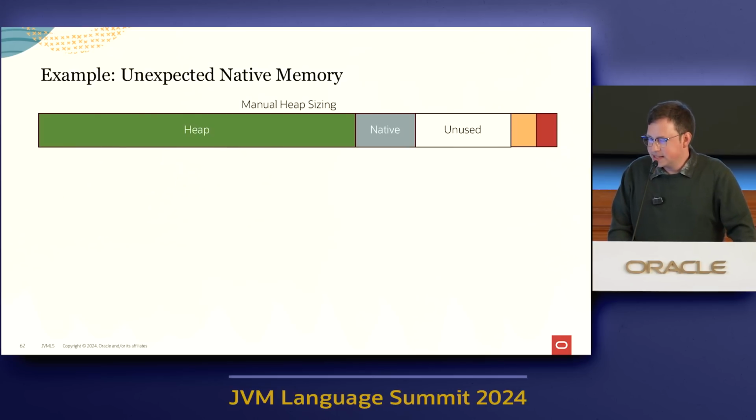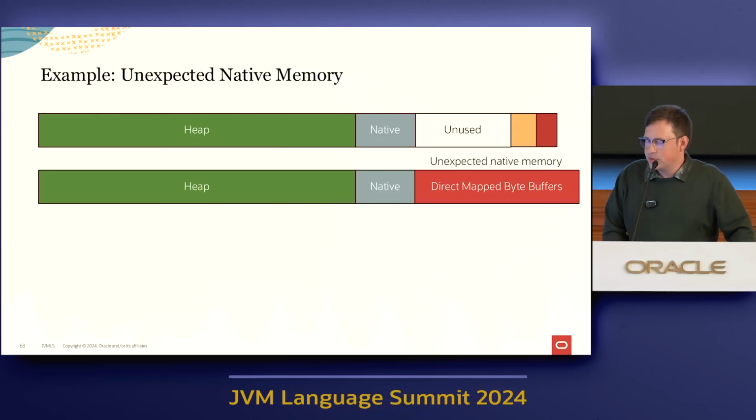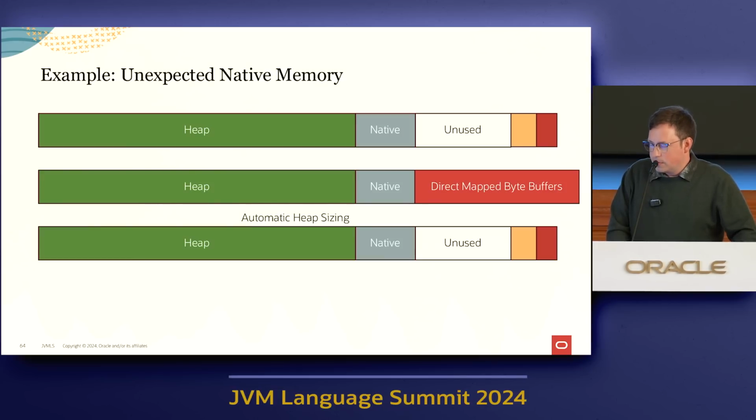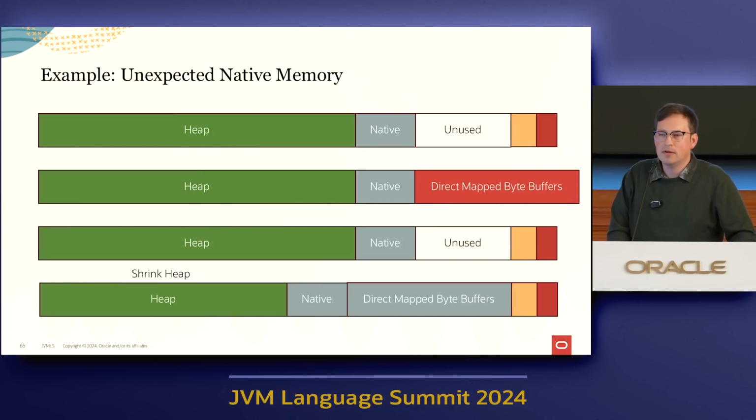So another situation is unexpected native memory usage. In this situation, we have a manually heap-sized system, and when you suddenly start allocating some extra direct map byte buffers, it might be that we run out of memory, which is unfortunate. But with automatic heap sizing, we'll instead recognize that you start using more native memory, so we need to shrink the heap and accommodate the extra native memory.